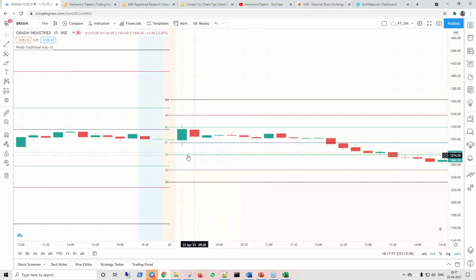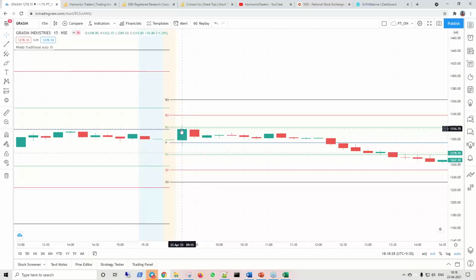So what we do, we just look for the first 15-minute candle. Here the open, if you just see, is 1298, right? Pivot is 1293 and the R1 is 1318. So here the open is between pivot and R1. These are not very powerful setups, so we look for setups where the open is greater than R1 or lesser than S1.